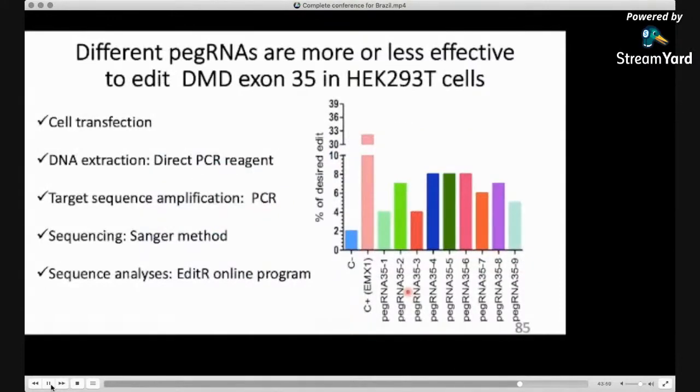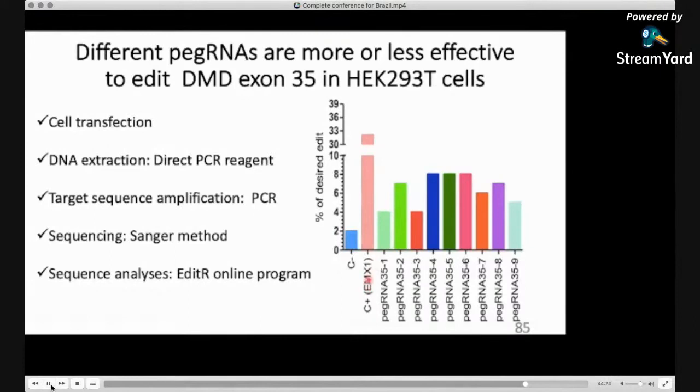Our initial experiments were done in HEK293T cells. We tried to reproduce the mutation of the EMX1 gene and to target DMD exon 35. Essentially, these cells were transfected with a plasmid coding for the Cas9 nickase fused with the reverse transcriptase and a pegRNA targeting either exon 35 of the DMD gene or the EMX1 gene.